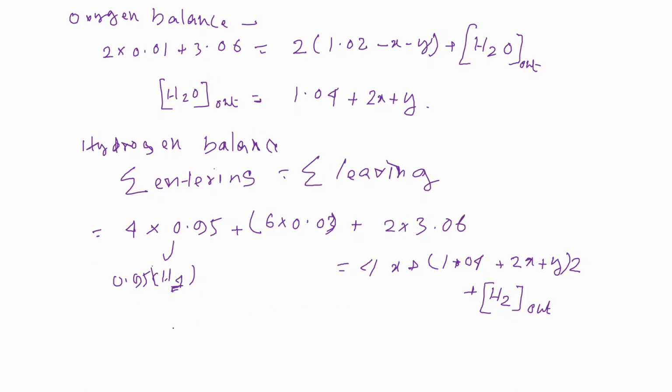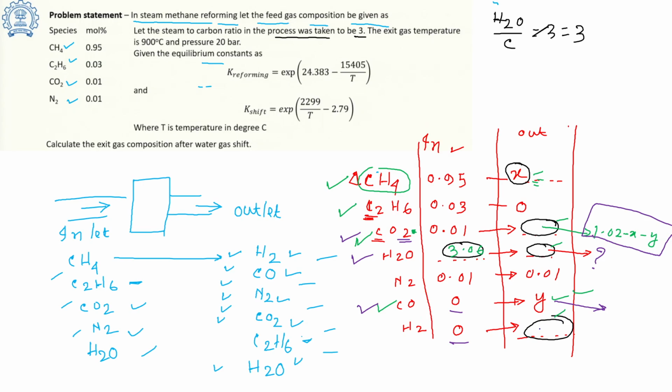If we calculate, hydrogen out will be 8.02 minus 8x minus 2y. Put all the values here. Hydrogen out you can get, and this value you will also get. In this way, all the values you are getting. Next, the reforming constant.